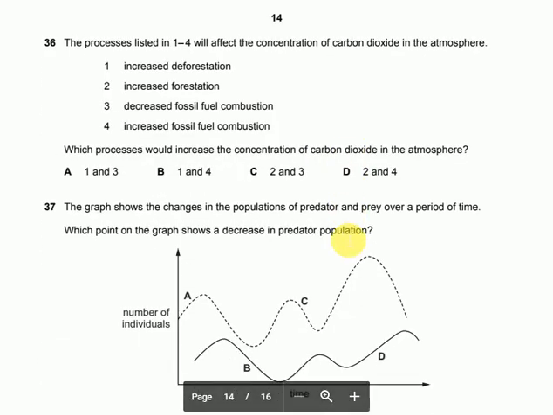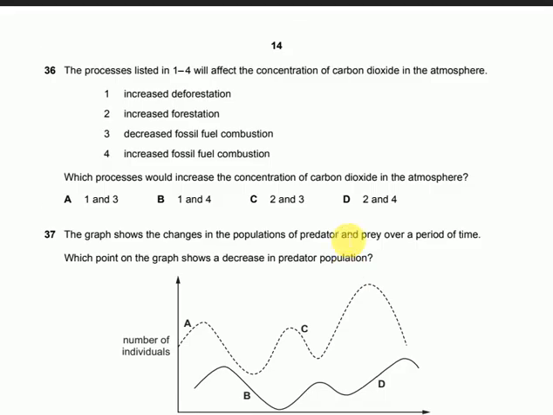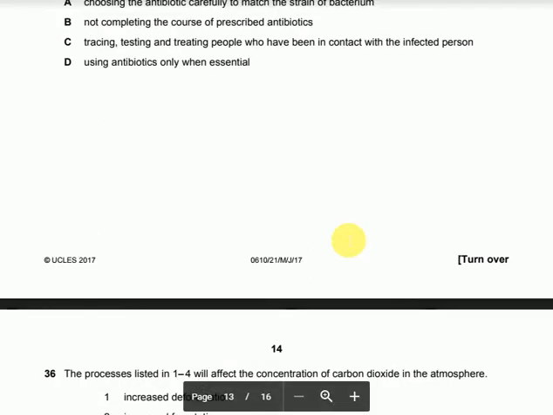Moving on to question number 36. The processes listed in 1 to 4 will affect the concentration of carbon dioxide in the atmosphere. Increase deforestation, increase forestation, decrease fossil fuel consumption, increase fossil fuel consumption. Which processes would increase the carbon dioxide in the atmosphere? Increase fossil fuel consumption and increase deforestation. It's 1 and 4. It's B. 36 is B. 1 and 4. Did I miss a question? No. Okay.